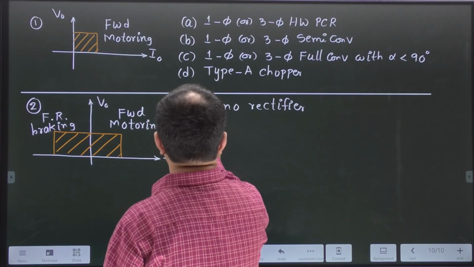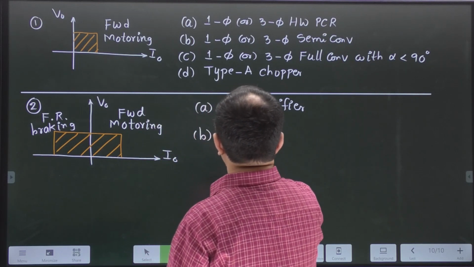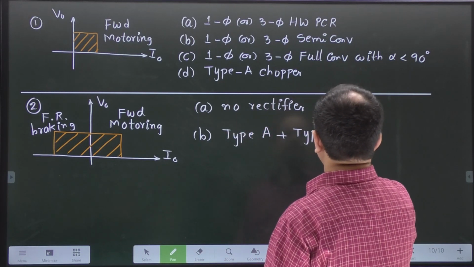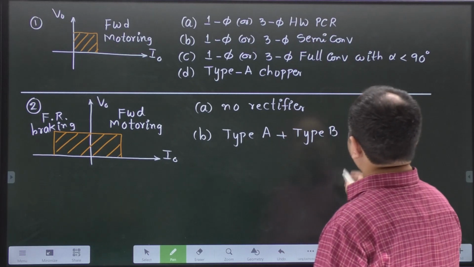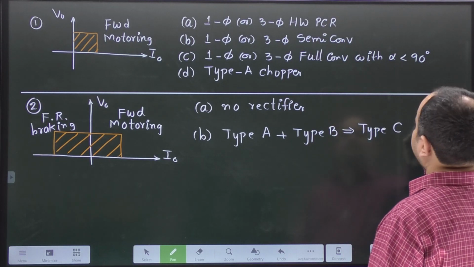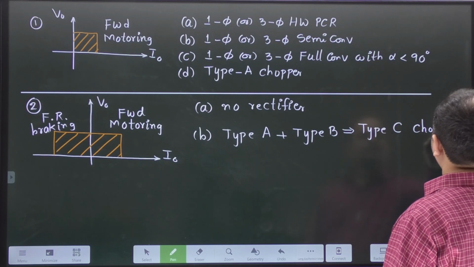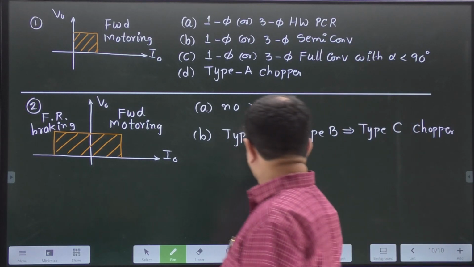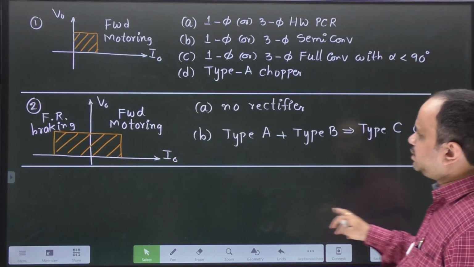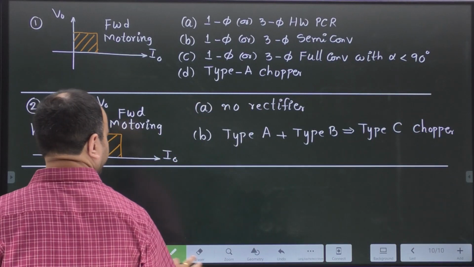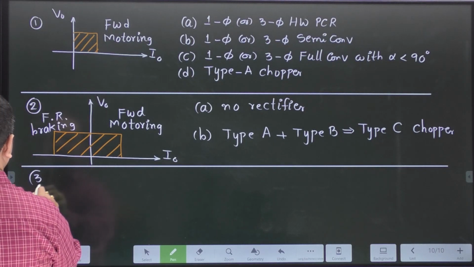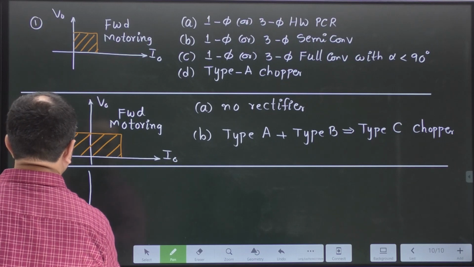Coming to chopper circuits, type A plus type B, these are together known as type C chopper. So type C chopper is preferable in order to operate the drive in this particular mode. Now the third way we will get the question is like this.